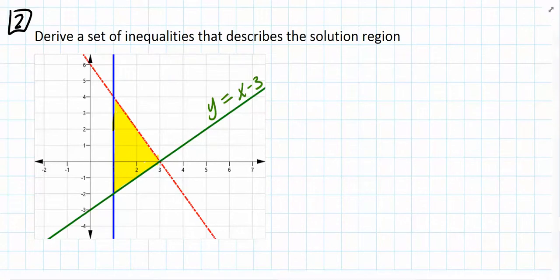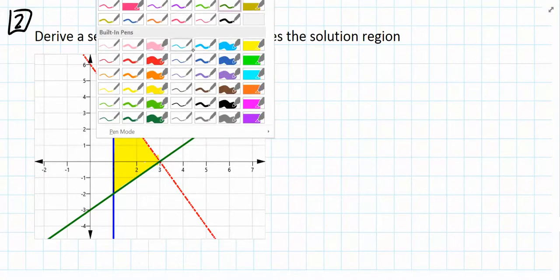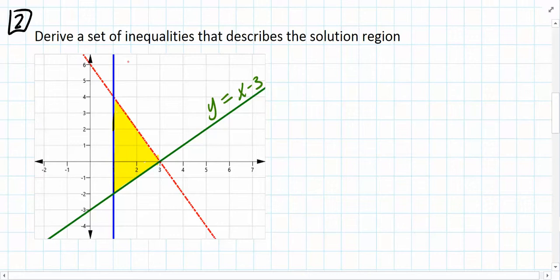Good. Someone give me the equation of the red line. Y is equal to negative 2x plus 6, because our intercept is at 6 and our slope is negative 2.